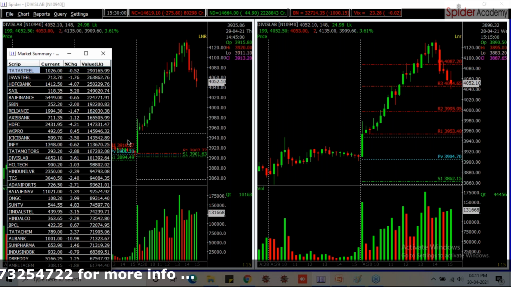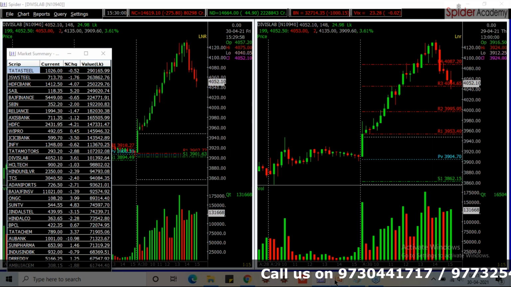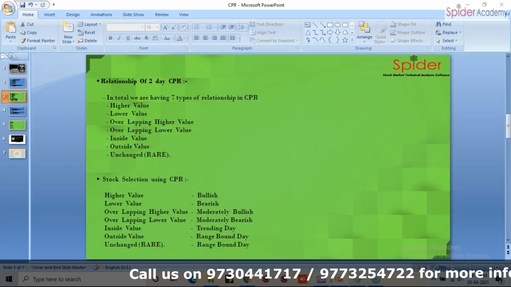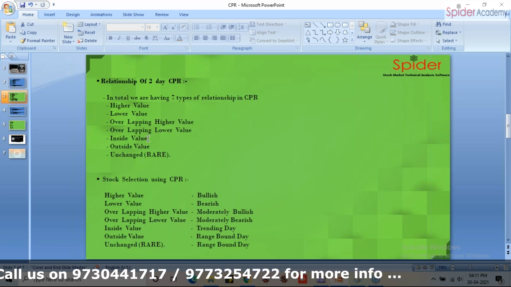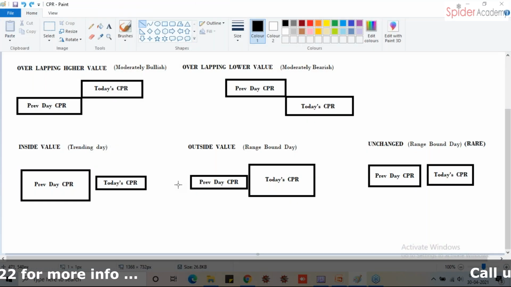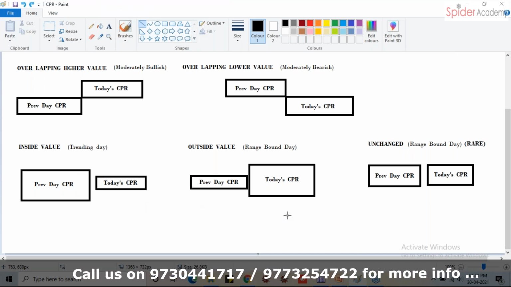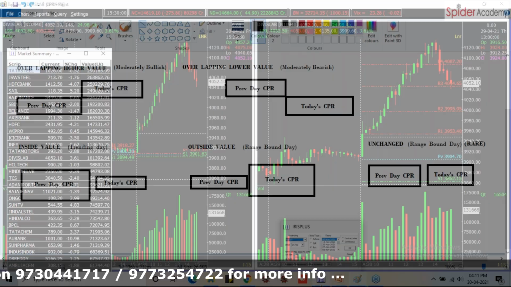Now I will tell you which particular relationship pattern we need to focus on for trading intraday. We will be focusing on this inside value option. As I said, in inside value, today's CPR is inside the previous day's CPR. We will look at some examples in our software.